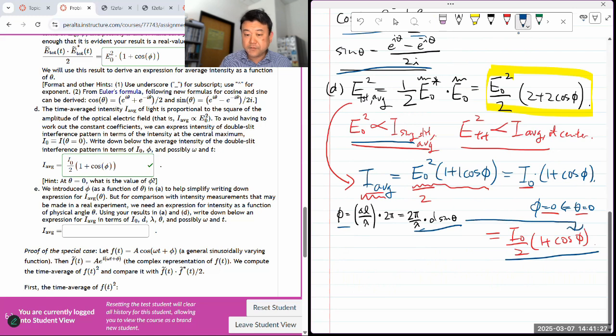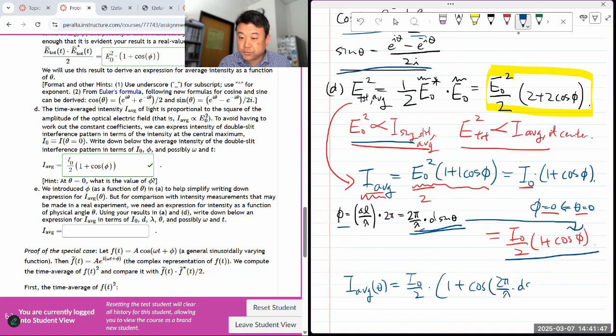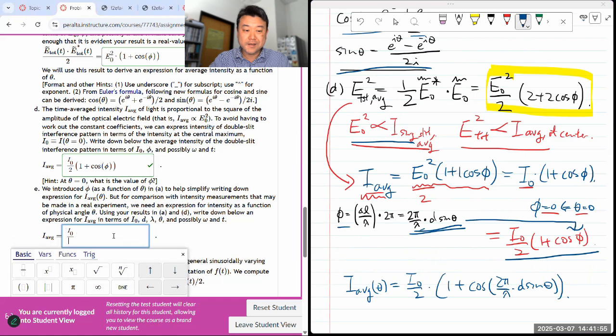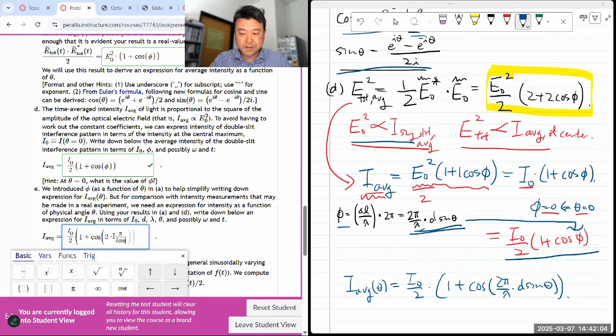It really doesn't simplify. So all you can do is, all right, my intensity average now is a function of theta, not phi, equal to I naught over 2 times 1 plus cosine of that whole expression. You will have nested trig functions. I don't think there's really a way to avoid it. So just doing it. I think that's probably the correct expression. Let me give it a try. Make sure I didn't make a mistake in my sleepy state. So 2 times pi divided by lambda times d times sine theta.